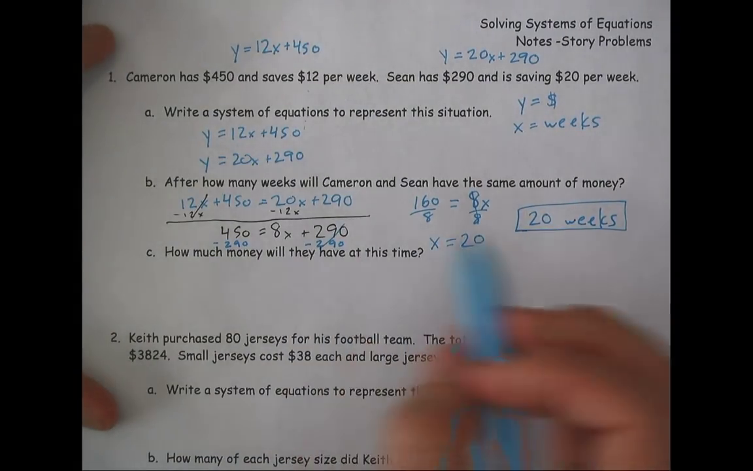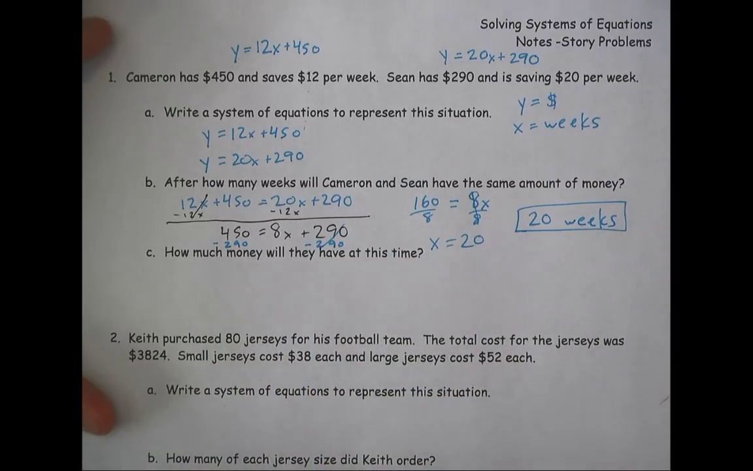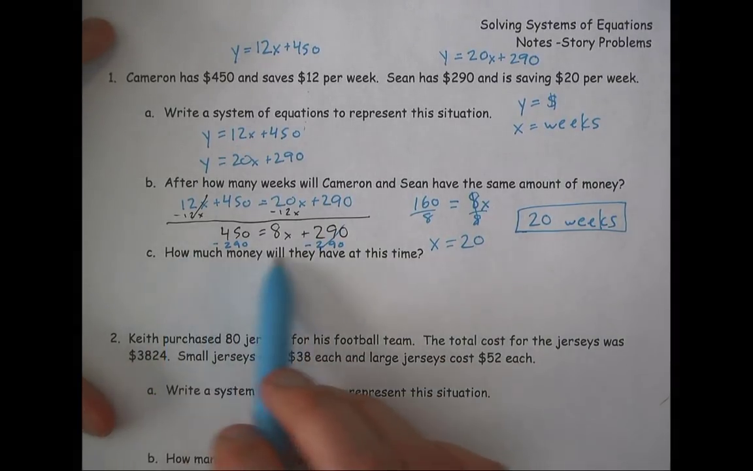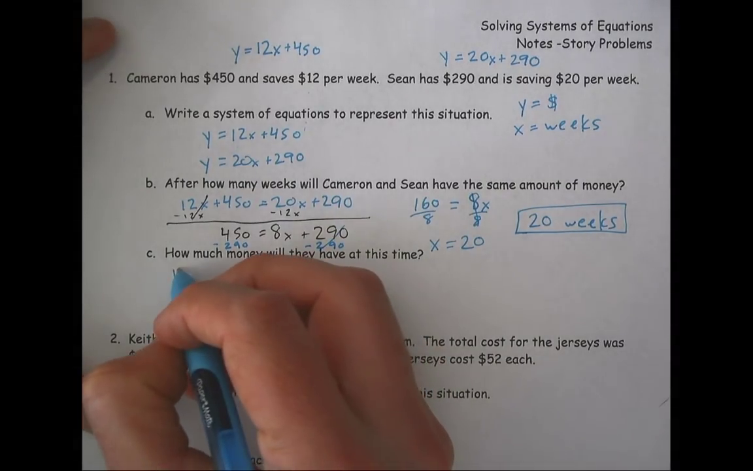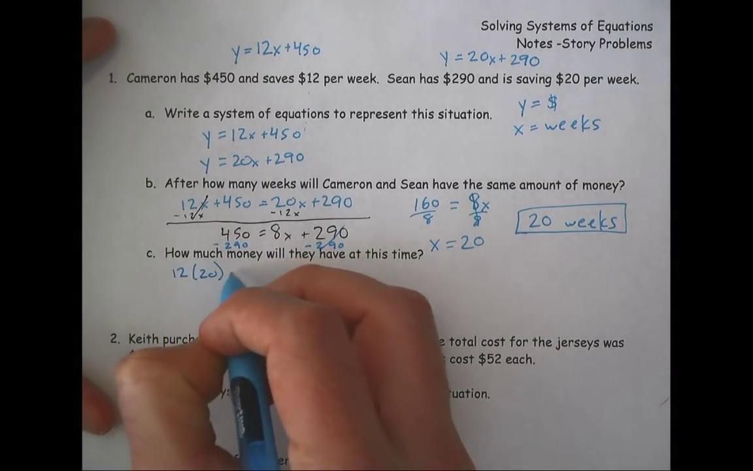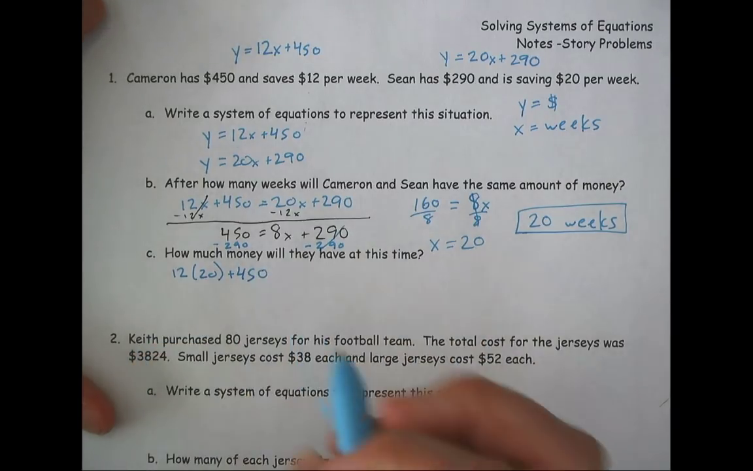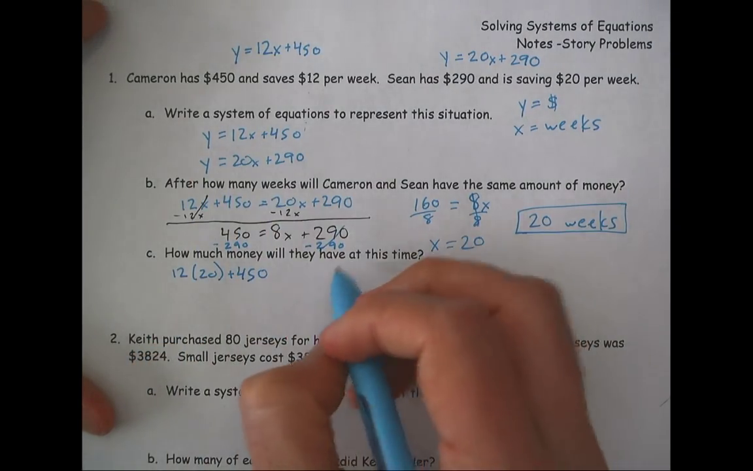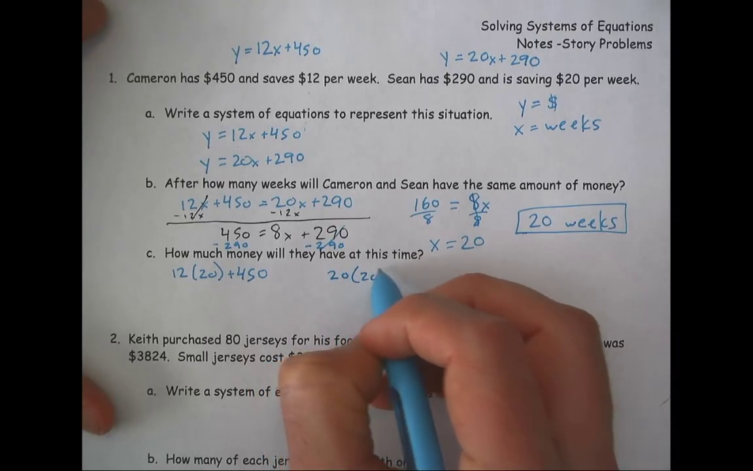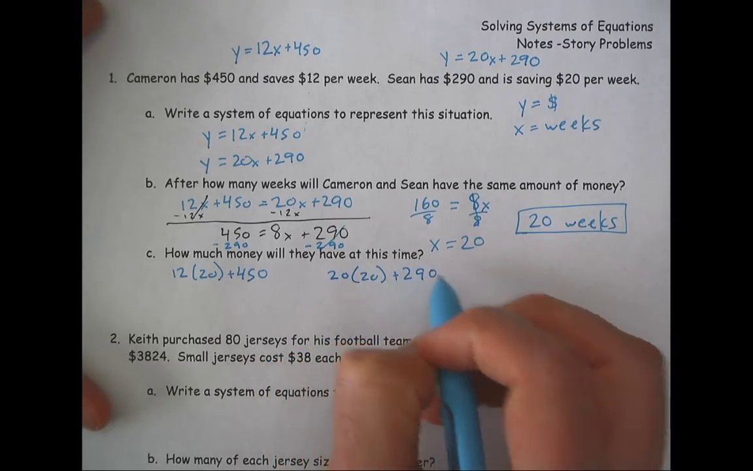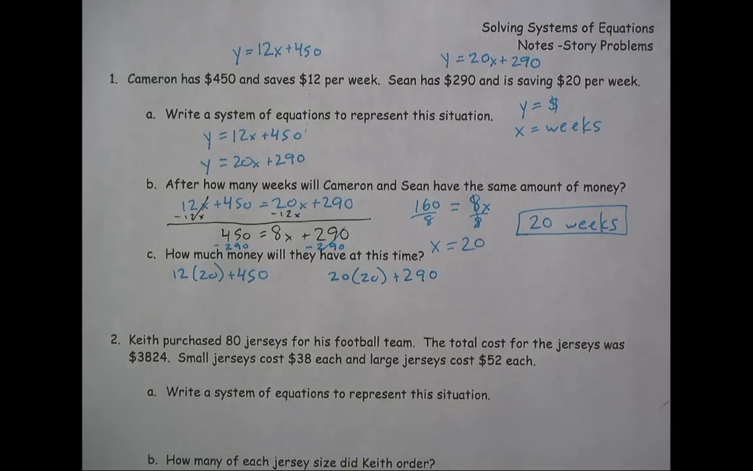So if I plug in 20 for both of them, I should get the same amount of money. And it says, how much money will they have at this time? So I'm going to test both of them out. If I do 12 times 20 plus 450, I'll find out how much Cameron has. And if I use my other equation, 20 times 20 weeks plus 290, I'll find out how much money Sean has. And this is actually to double check us. It should be the same amount.